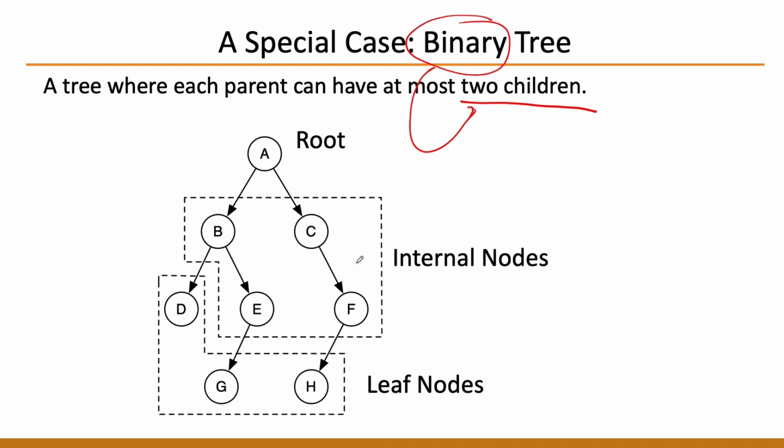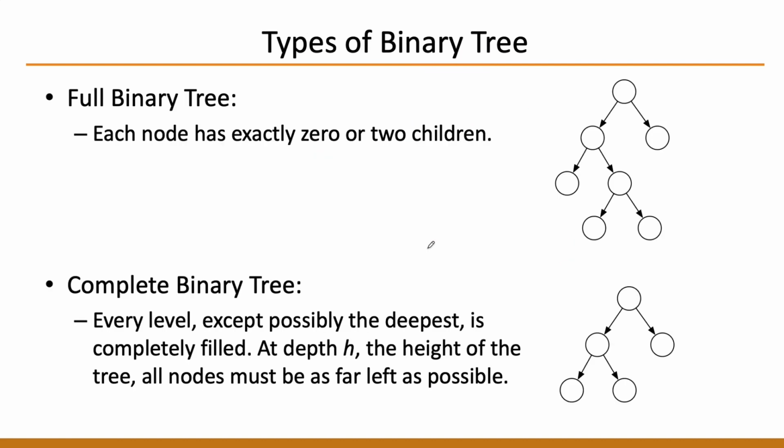So the terminology is pretty much the same. We still call the highest level node the root node. The lowest level nodes are still called leaf nodes. But additionally, we call all the nodes in between internal nodes. With the binary tree, we can then define special types of binary trees depending on their shape.